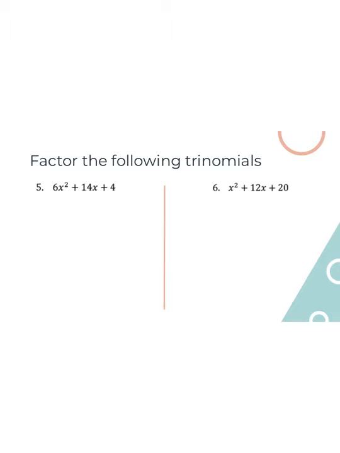Okay, we're going to start with this one by finding the greatest common factor between the numbers. I have a 6, a 14, and a 4. Well, they're all even numbers, and the biggest even number that I can take out of that is a 2.